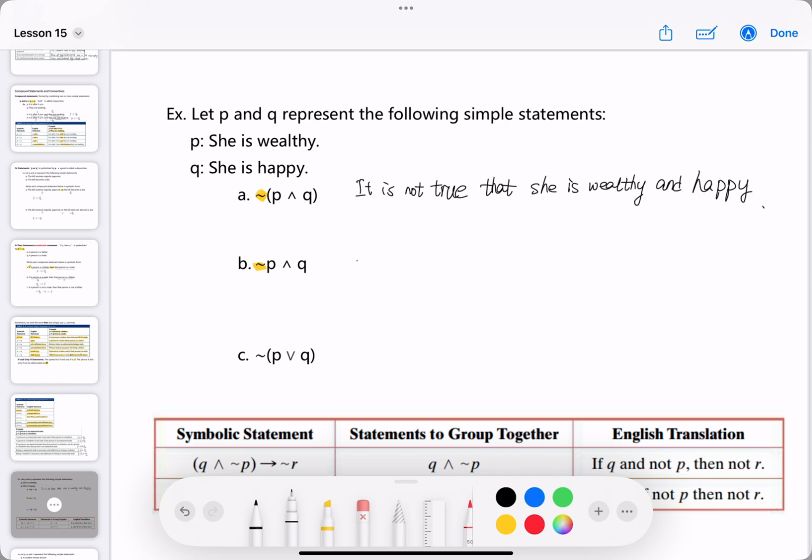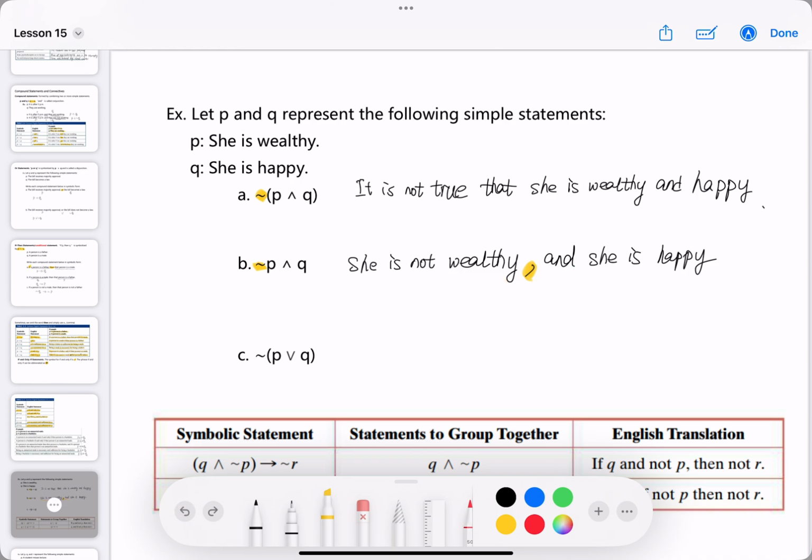So I'm going to have she is not wealthy. This is not P. Comma, and she is happy. Since not P, then and Q. So I'm having a parenthesis here. This represents not P. After the parentheses, and she is happy.